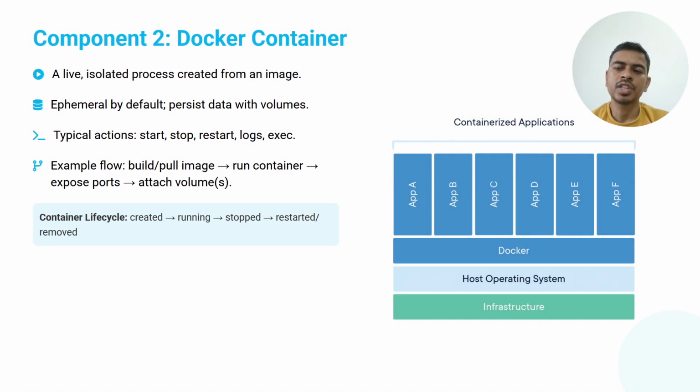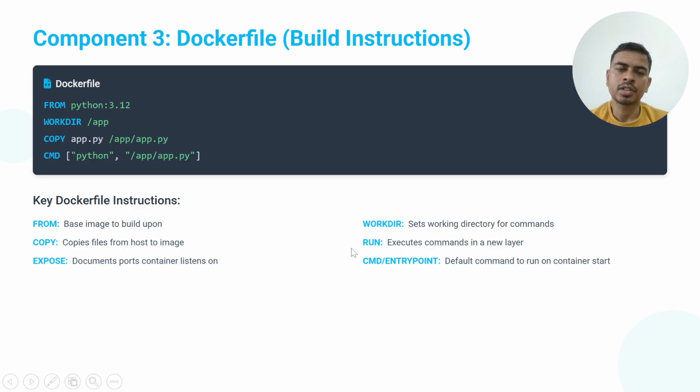Component 2 is the Docker container, a running instance of an image, like an object created from a class. It is a live and isolated process created from an image, with typical actions: start, stop, restart, logs, and exec. For example, the flow is build image, run container, expose port, and attach volume. The container life cycle is created, running, stopped, restarted, and removed. It won't affect anything on the host operating system.